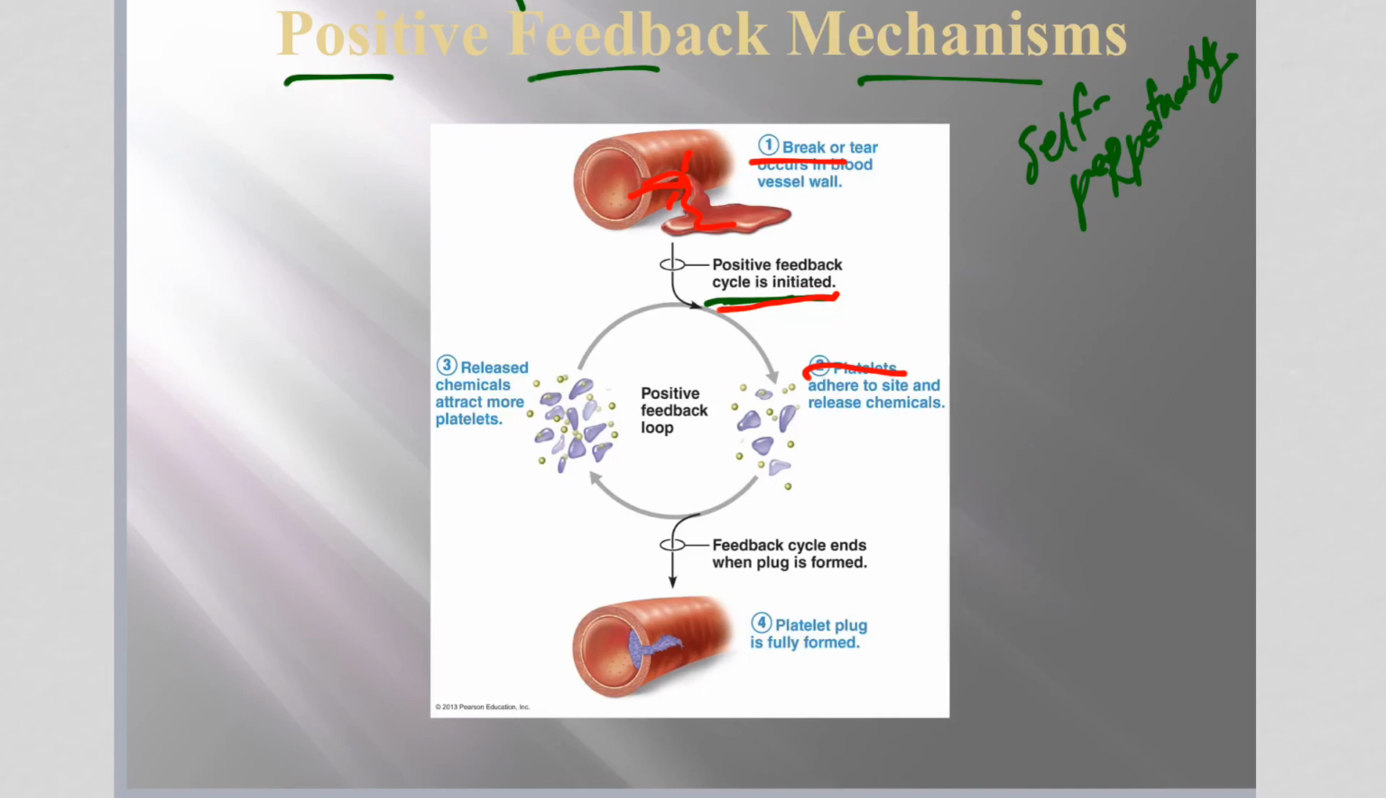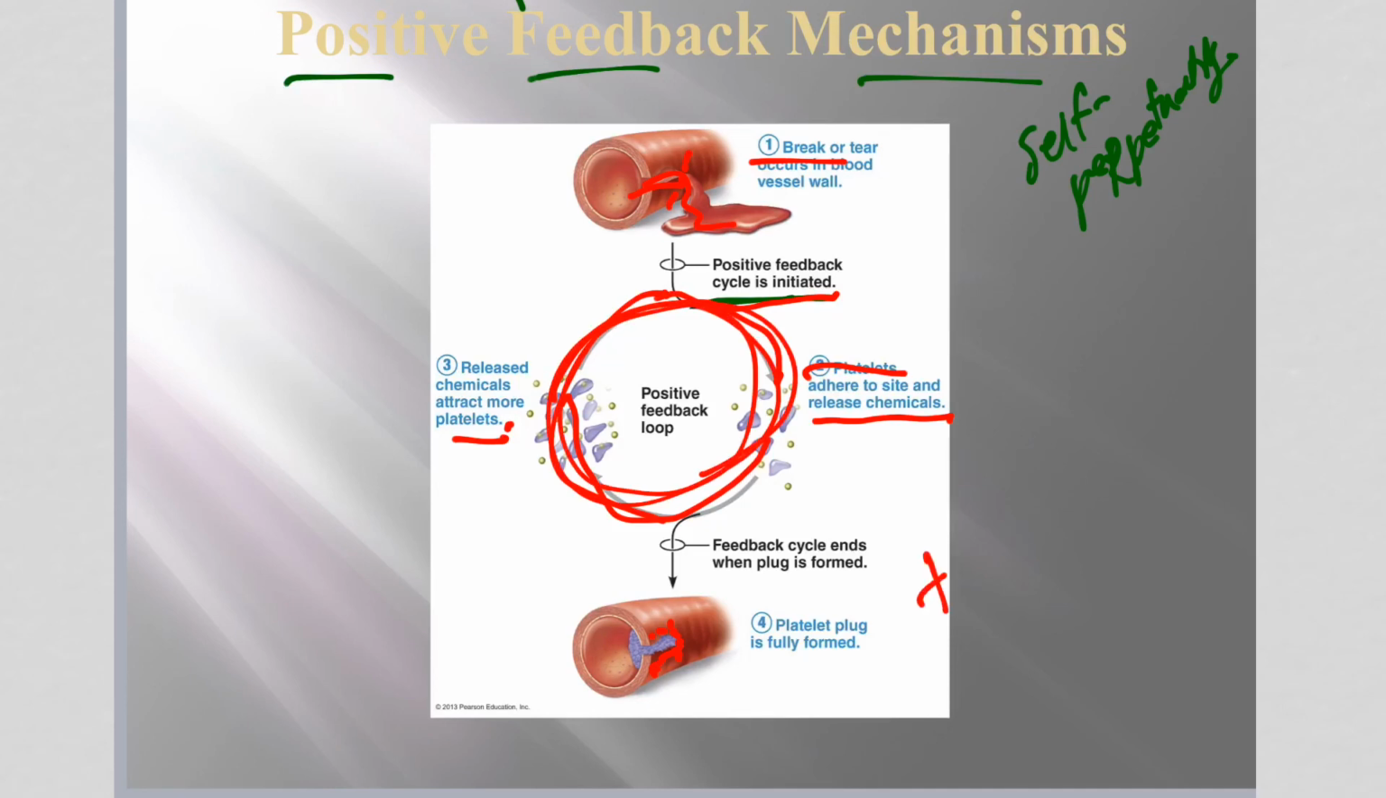The platelets that are found in the blood become sticky, and they stick to the wall of the damaged blood vessel, and then they release a chemical. This chemical signals other platelets to come to the site. Then more platelets come to the site, they become sticky, they release chemicals, and more platelets come to the site, and so on. So it just keeps going round and around.